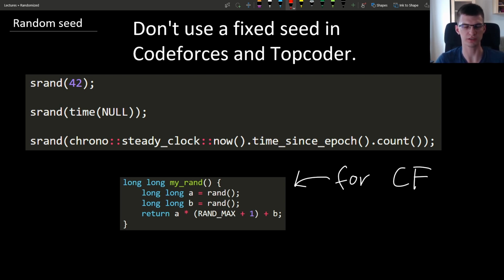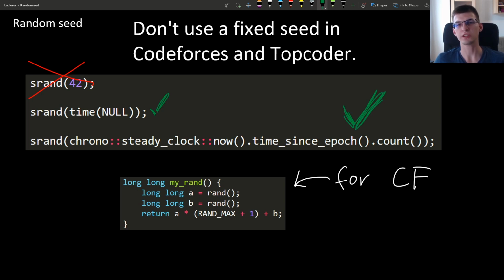Last advice for today is not to use a fixed random seed, or not to have a seed at all, because then it's 0 by default, in Codeforces or Topcoder contests. So do not use that, that is an example in C++. You can use the second one, and the third version here is perfect. So this is okay, but this is the best.